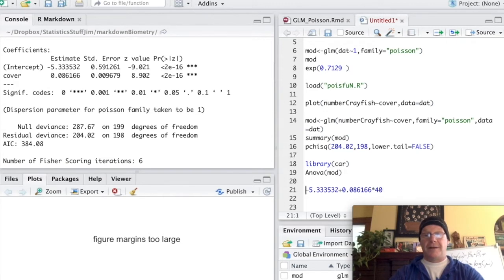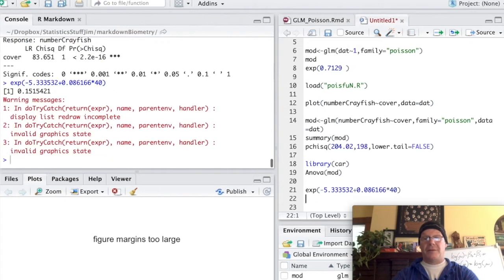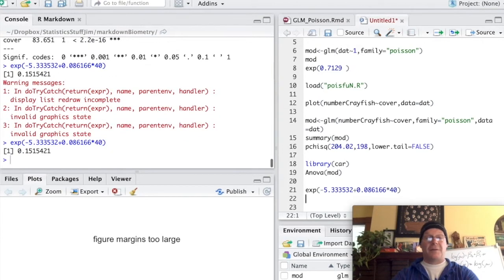Reminding ourselves that we are in this log link land, we're going to need to exponentiate that value. So we go ahead and do that. And what do we expect? On average, if cover is 40, we expect to see 0.15 crayfish per quadrat. So not very many. That means that we're expecting a lot of zeros when we only have cover of 40.